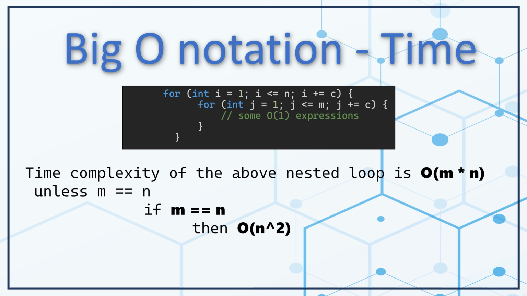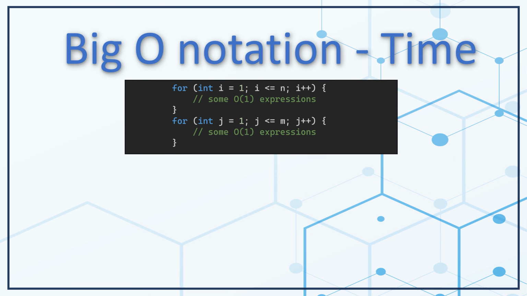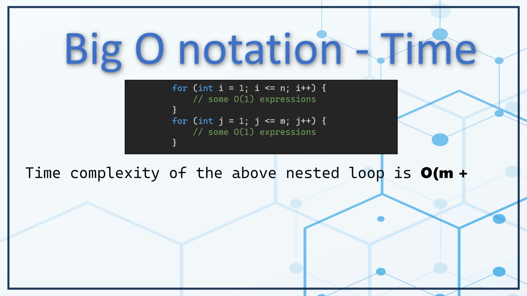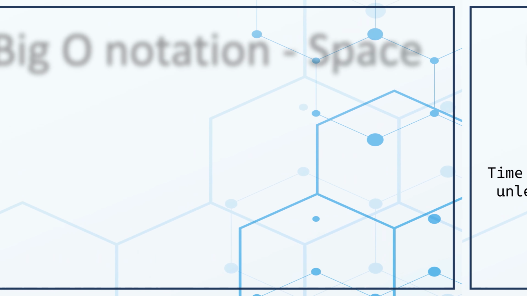So if m is n, consider the other example. Here we have two for loops, but now we have parallel for loops instead of nesting them. So here the time complexity will be considered as m plus n, but when m equals n, the time complexity will be n. Now let's see the space complexity.